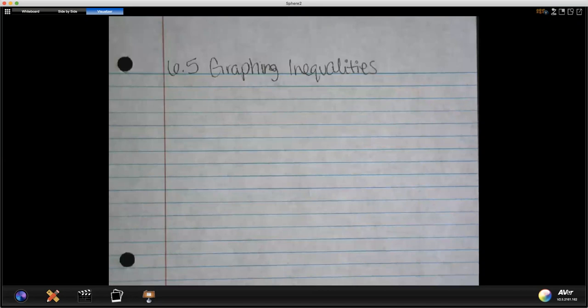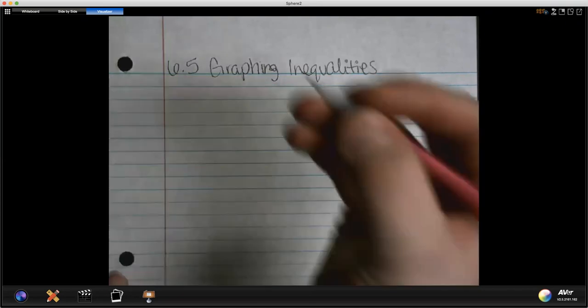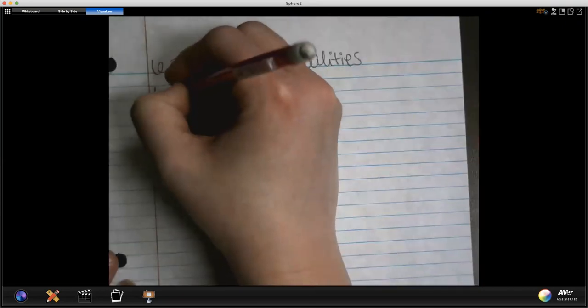Okay, so today we are going to be covering 6.5, which is graphing inequalities. It is very similar to graphing equations. We just have some slight differences. So let's talk about what a linear inequality is.